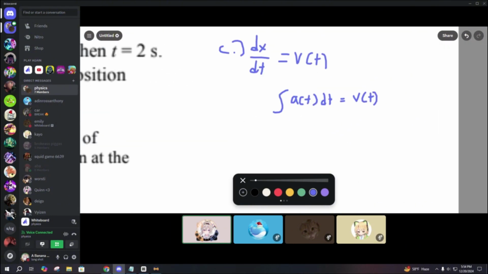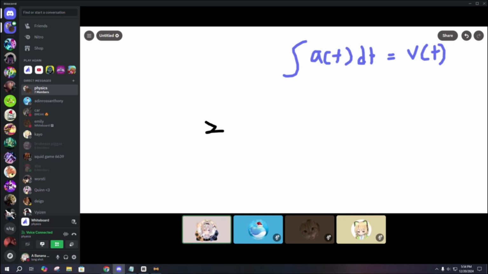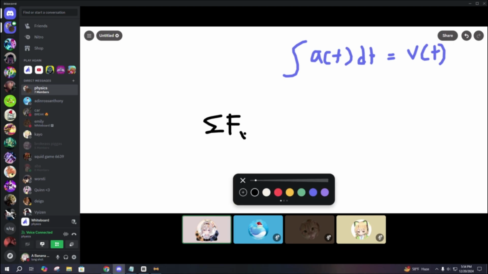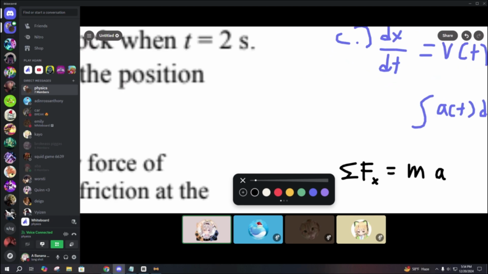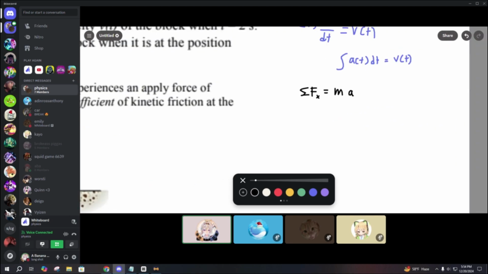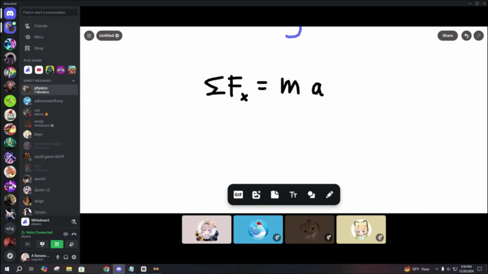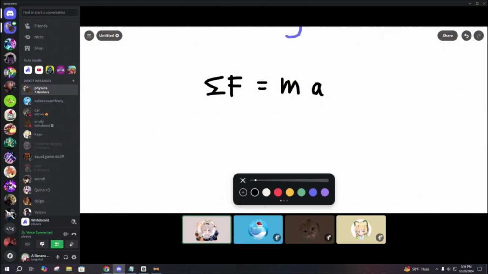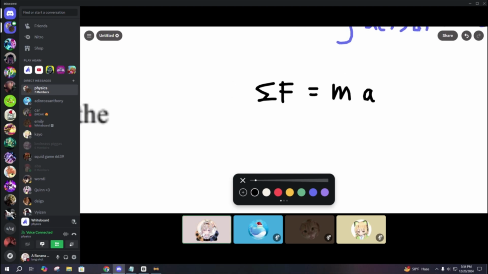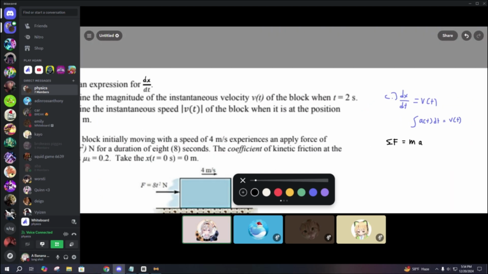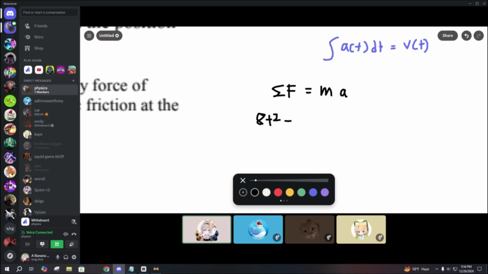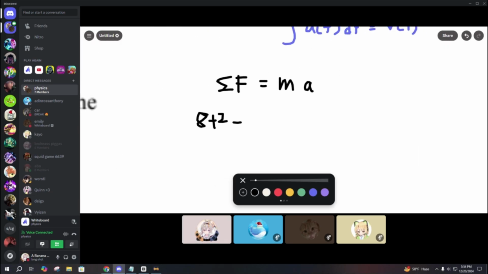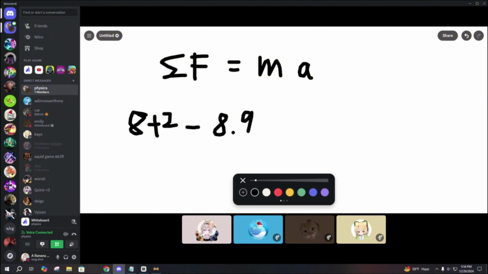Well, how do I get a of t? Well, I know that my net force in the x direction is going to be equal to m times a, right? X direction because I don't even need to care about the y direction, nothing's happening. So really I could just write sigma F. Anyways, that's going to get me mass times acceleration, right? Well, what is my net force? So I have the force in the forwards direction, 8t squared, minus my friction force, 8.9. And that over m is going to give me acceleration, right?